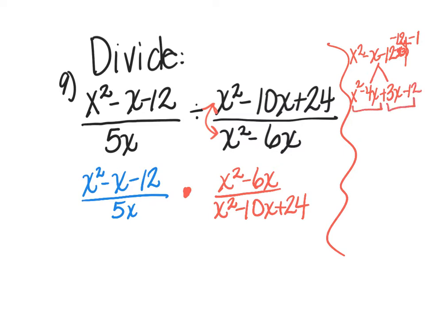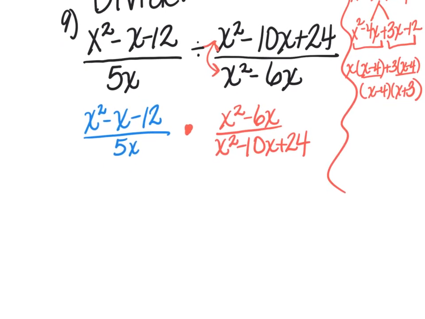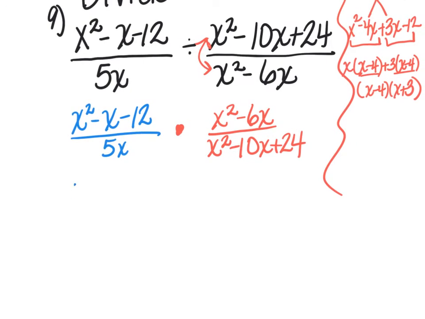Now I can do my grouping. The GCF of the first group is an x, and when I pull out an x, I'm left with x minus 4. I'll bring down that plus. The GCF of the second group is a 3, and that leaves me with x minus 4. Those x minus 4's match. I've got x minus 4 times x plus 3. So that is the factored form of the first numerator.